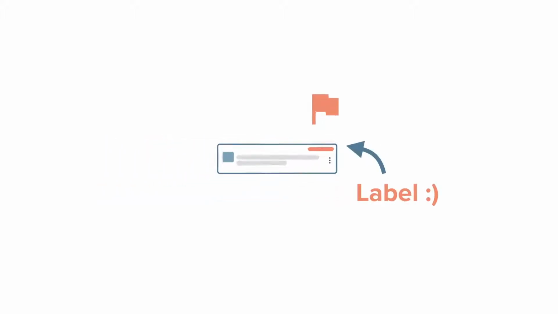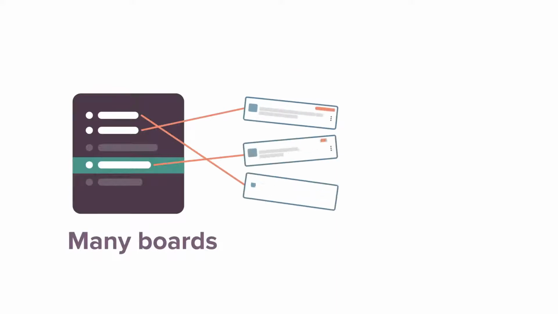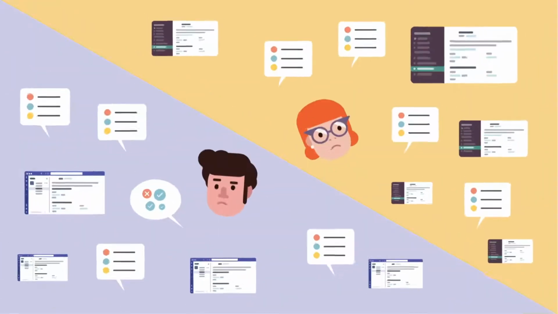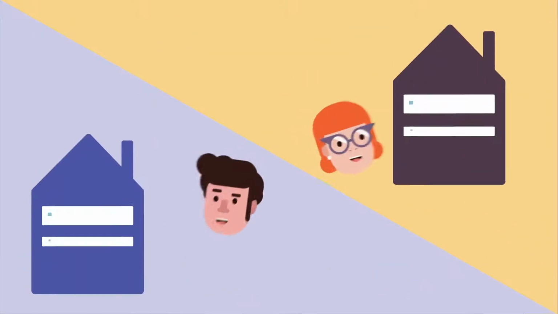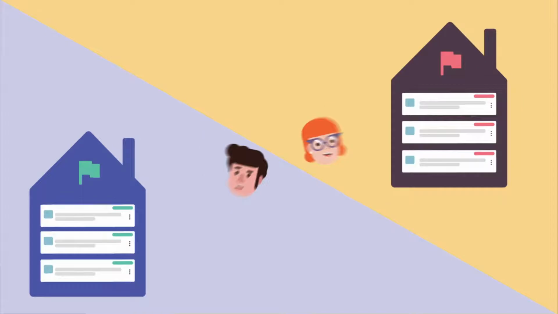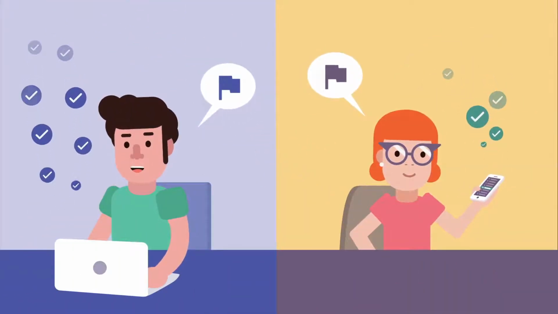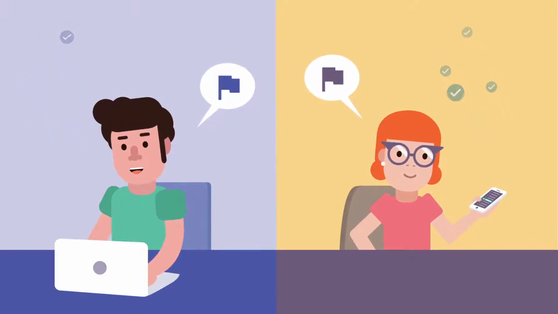Goals is a feature that takes tasks with the same label, even if they exist on different boards, and houses them all in one place for you to view. This means no more endless searching through threads and no more messaging across channels to find the right information. And for Mike and Sarah, and probably for you too, it also means a workflow where less time is wasted and more things get done.